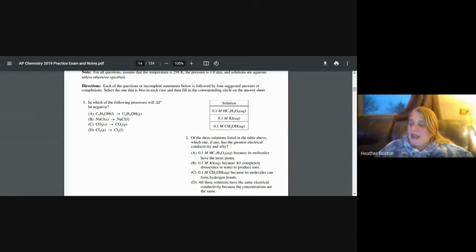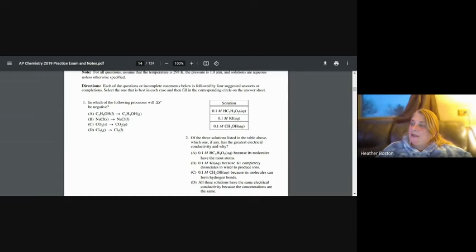So A is a weak acid, so that's going to be a weak electrolyte. That'll conduct a very little bit of electricity. B is an ionic compound. C is a polar covalent compound, not going to conduct electricity. So the correct answer is B because it's ionic.